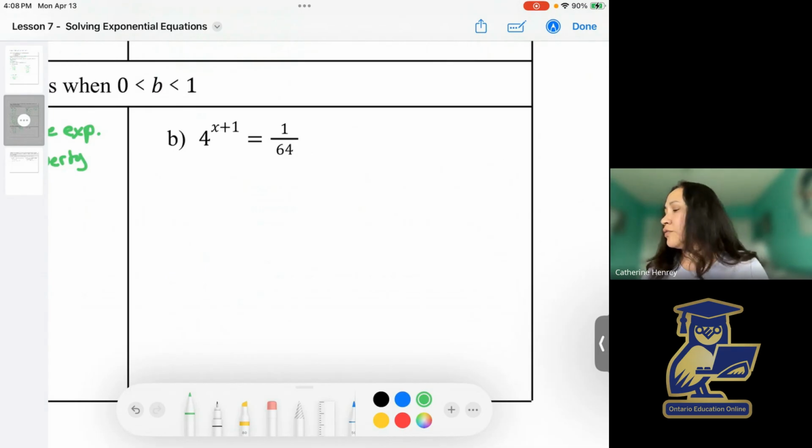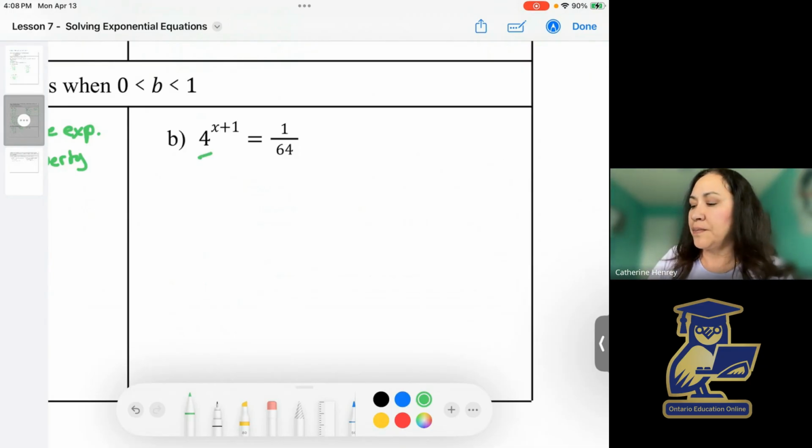Let's take a look at our final example of this type of exponential equation. Again, we don't have the same base, but we're going to manipulate that fraction. We're going to use that negative exponent property. So 4 we can rewrite as 2 to the power of 2, all raised to the power of x plus 1, equal to 1 over 64. 64 is equivalent to 2 to the power of 6.